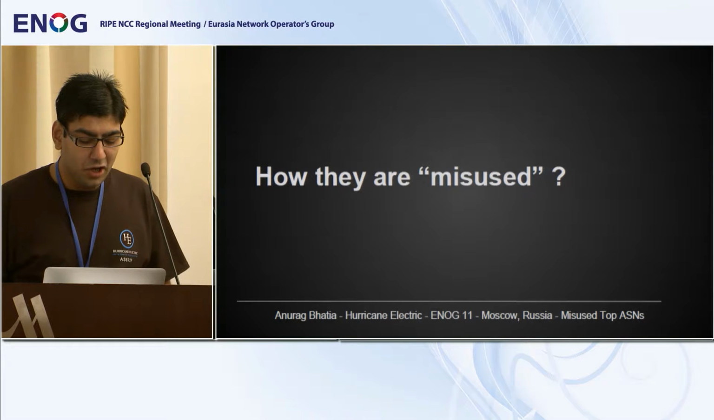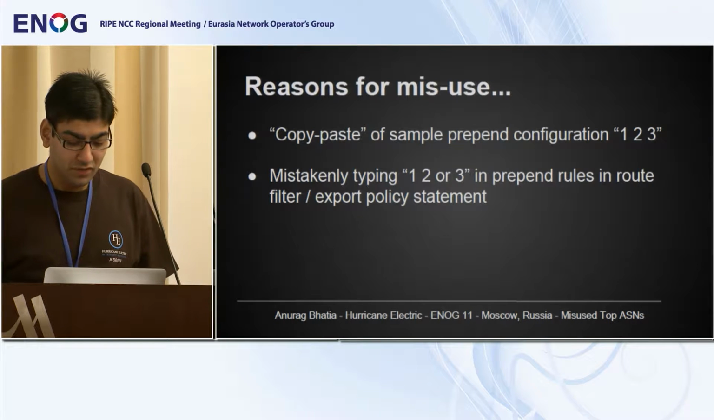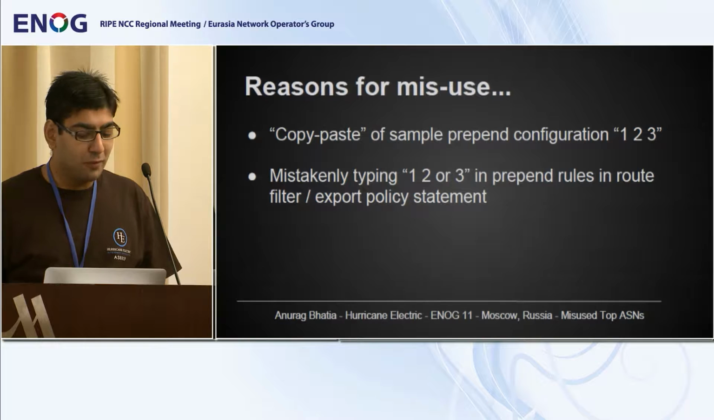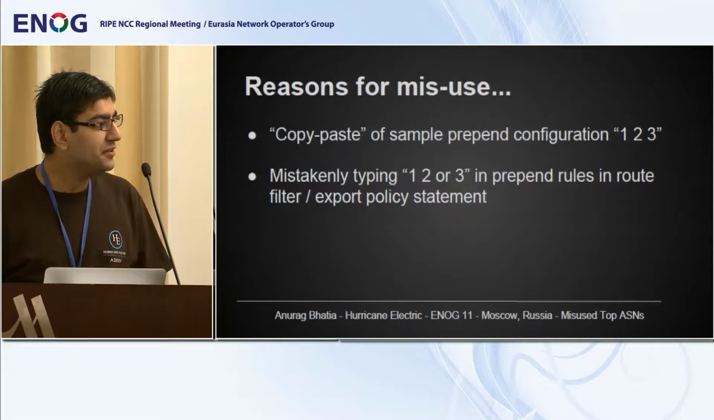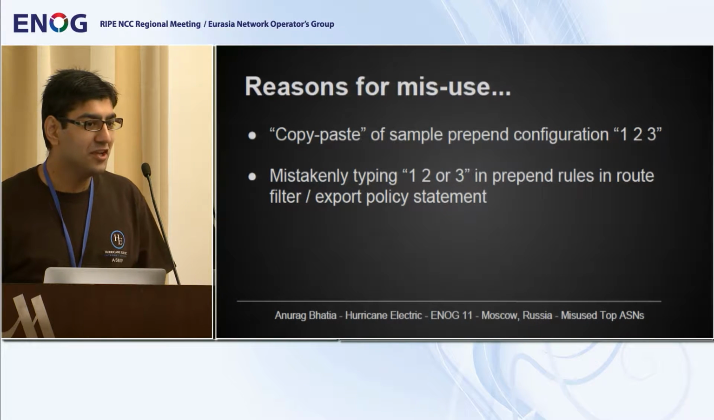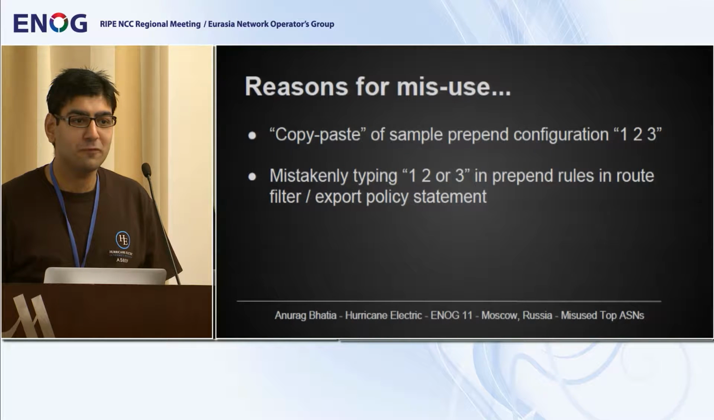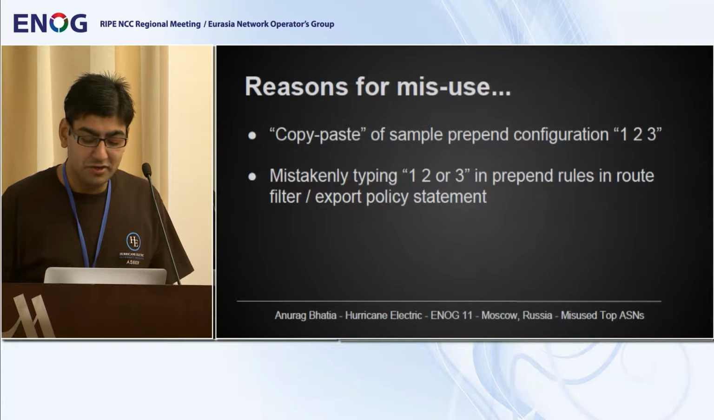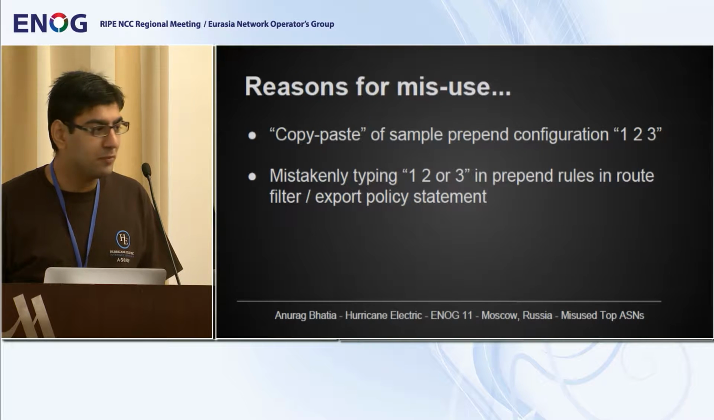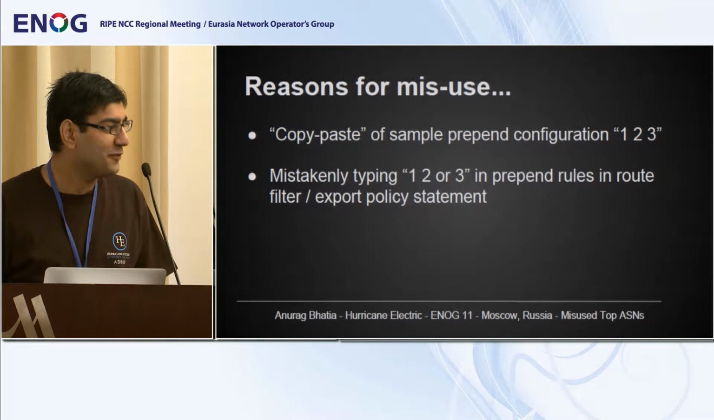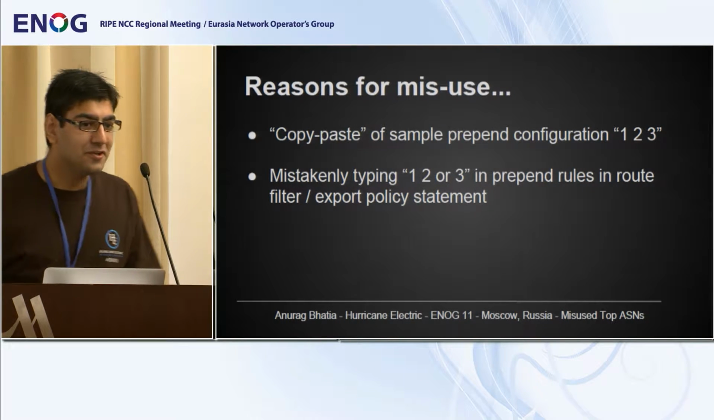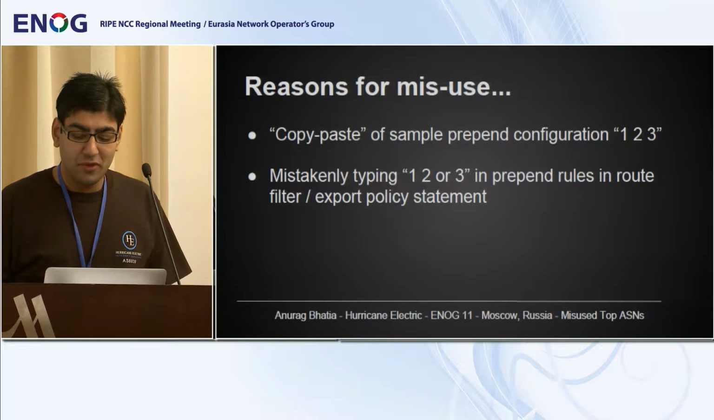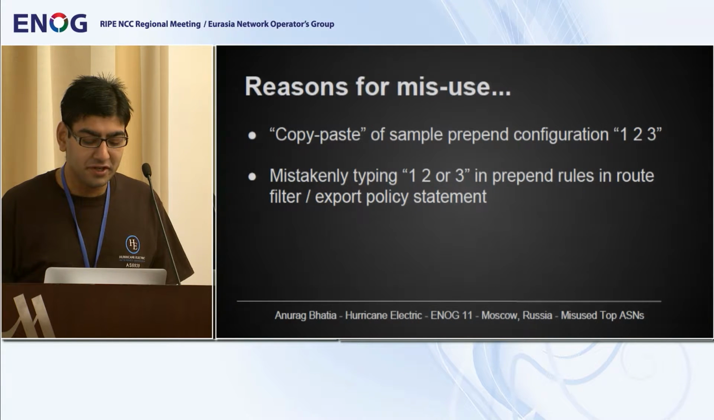So how are they misused? Well, there are two common cases. One is that a lot of vendors have documentation which says just use 1, 2, or 3 for doing prepend, and that results in a lot of people just copy-pasting 1, 2, and 3 in the configuration. And this results in a scenario where you have 1, 2, or 3 appearing in the AS path.